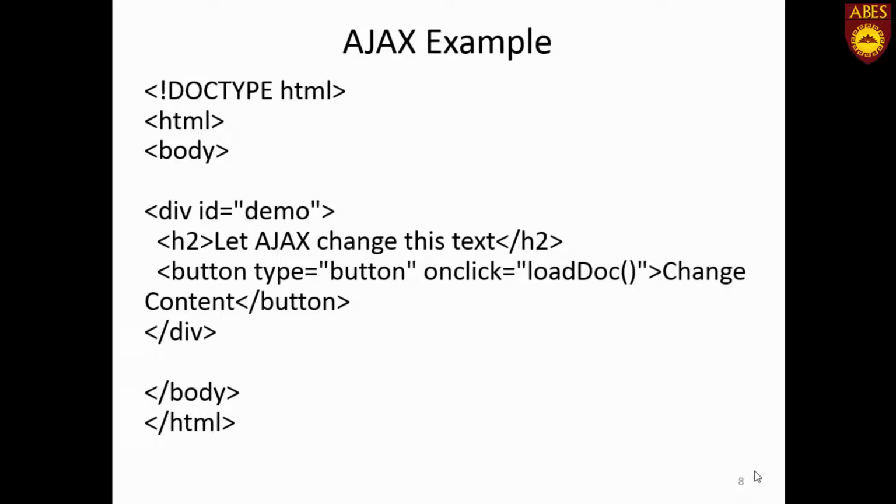The division section is used to display information from the server, and the button calls a function. When it is clicked, it calls the loadDoc function. You can create this function. The function requests the data from a web server, and it displays it according to the function.